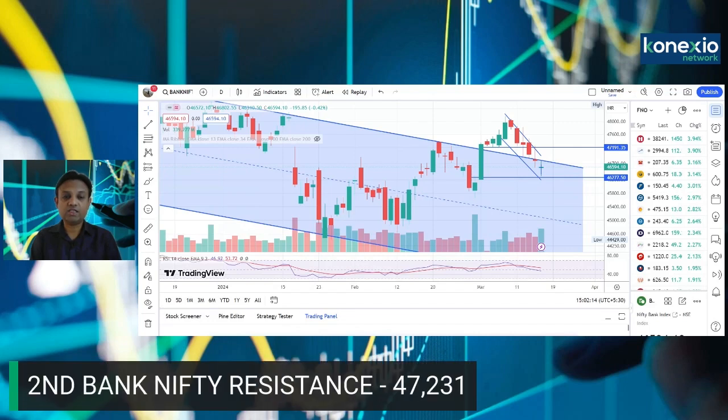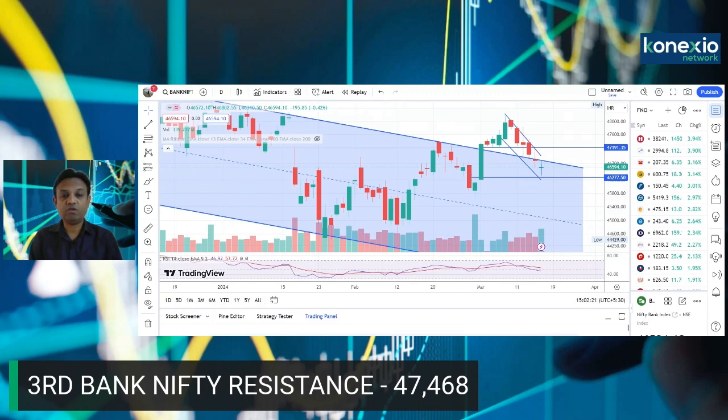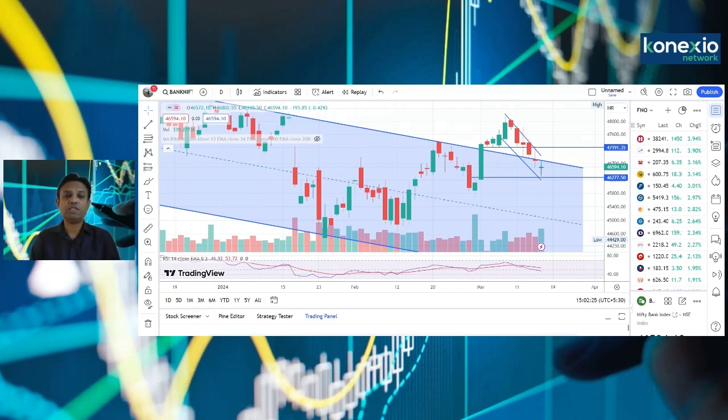Above that, the second resistance is placed around 47,231, and third resistance is placed around 47,468. These are the crucial support and resistance levels in Bank Nifty. As I said, Bank Nifty is already oversold on the hourly charts.